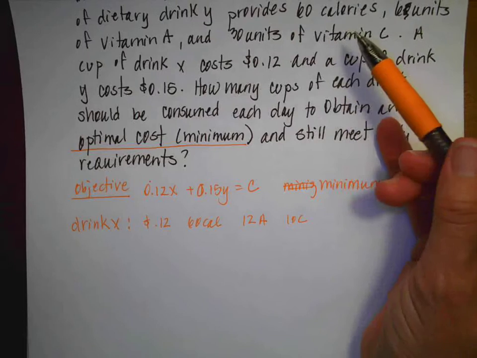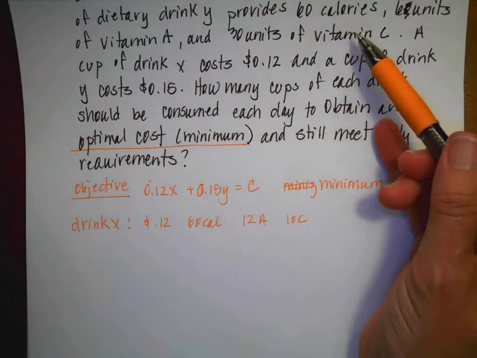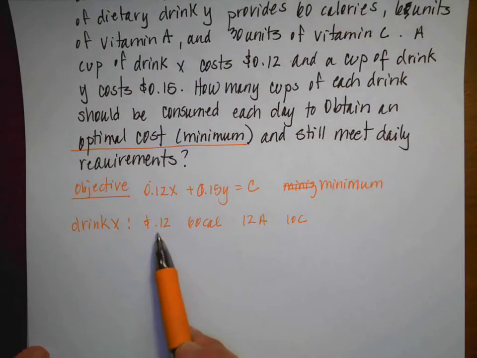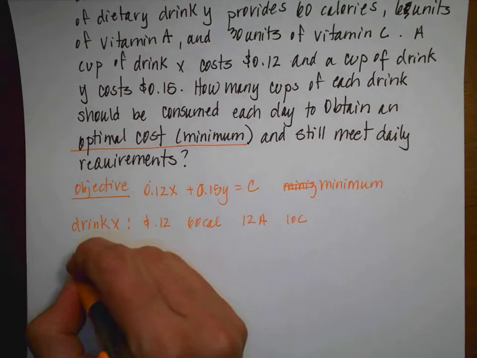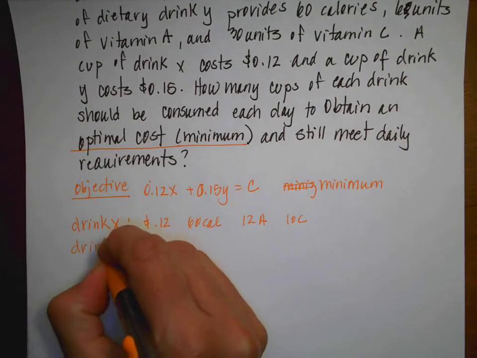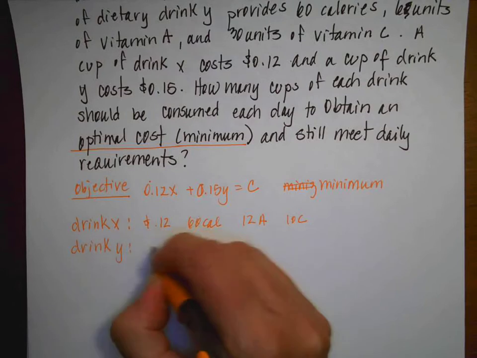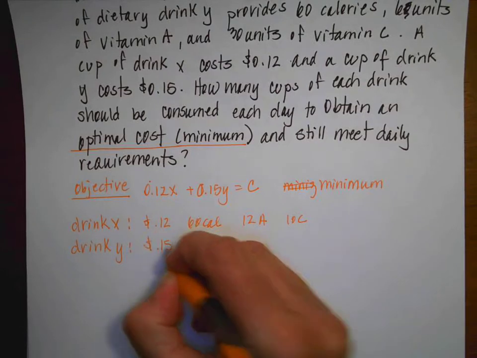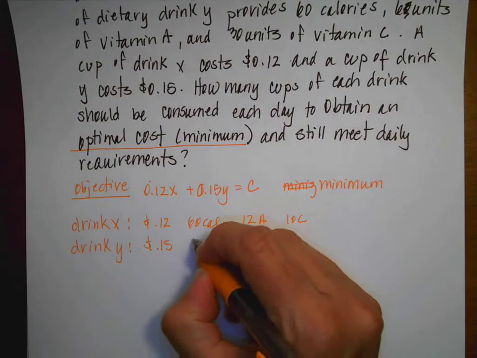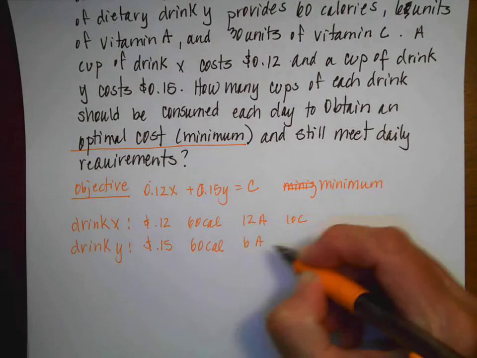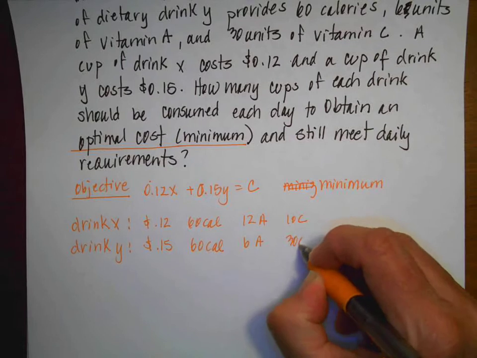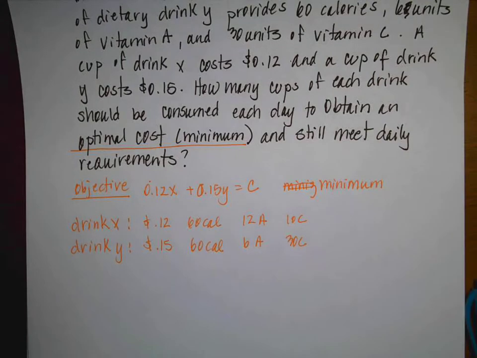about drink X. I think that the words in the word problem can be overwhelming, so I can start consolidating my information by listing it. Then I'm going to talk about drink Y, and drink Y costs us 15 cents to make, or buy, or whatever, and then it has 60 calories, 6 units of A, and 30 units of C.